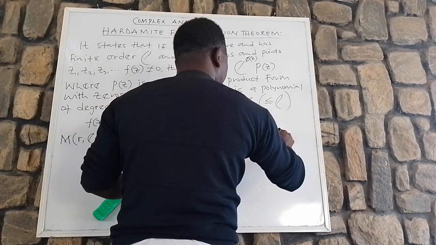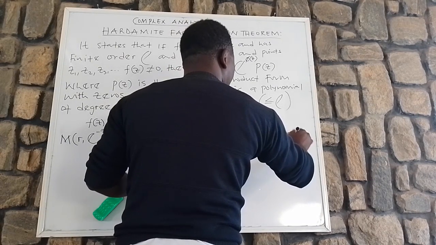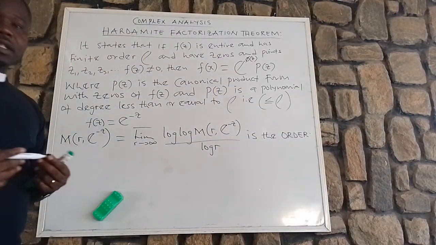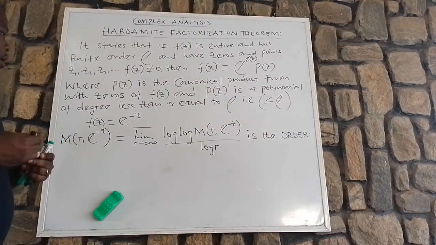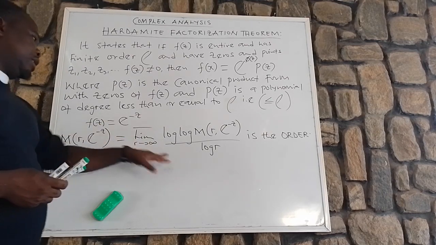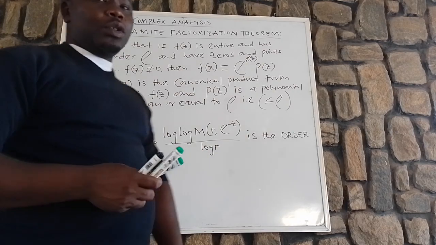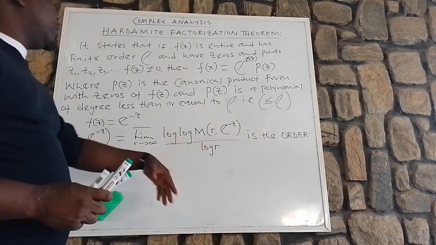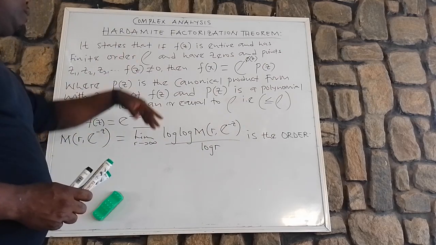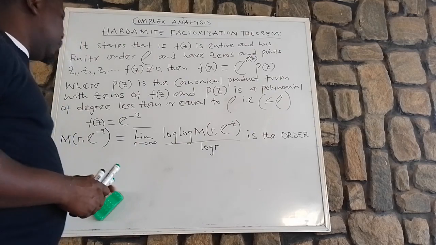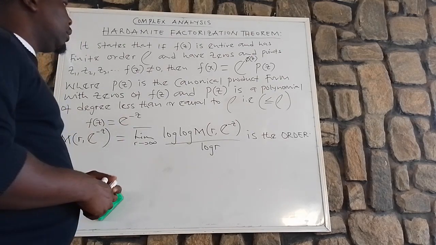Take note, this is the order. So if you want to find the order of exponential minus z, this is the formula you are going to use. Are you following? So let us use the Hadamard factorization method to calculate one or two problems.